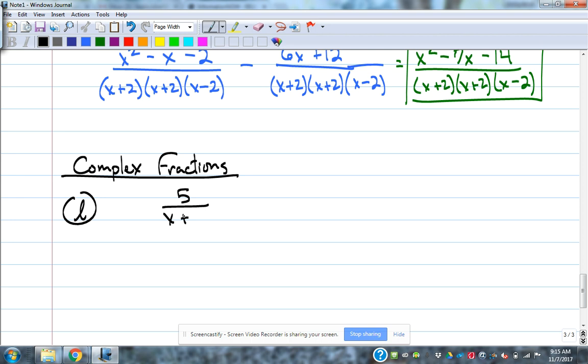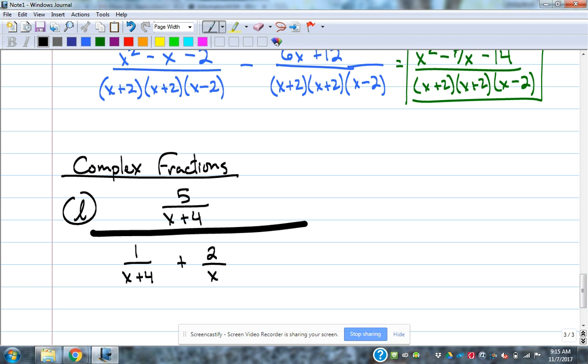5 over x plus 4. Let me get a bigger marker. Over 1 over x plus 4 plus 2 over x. That looks nasty, but it's not. It's really not that bad.